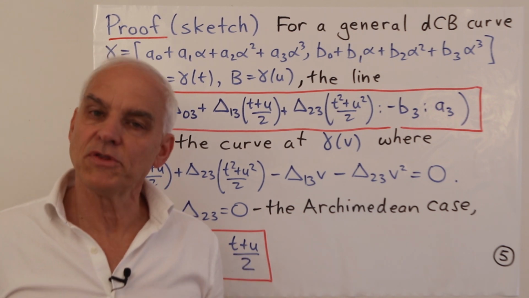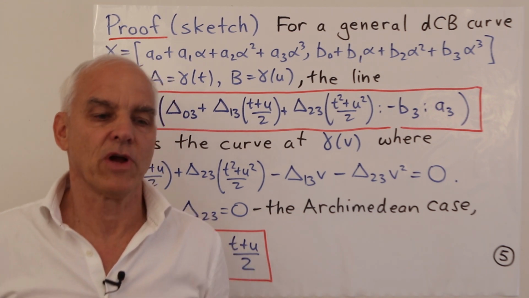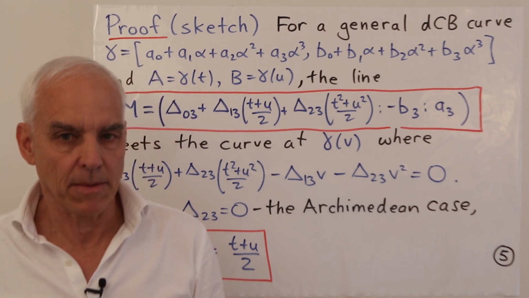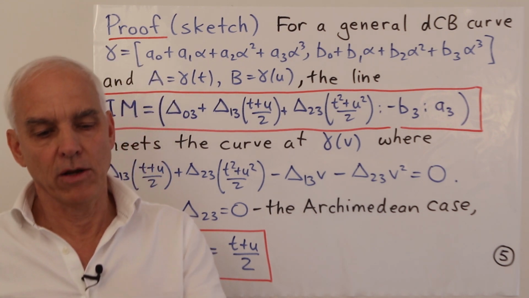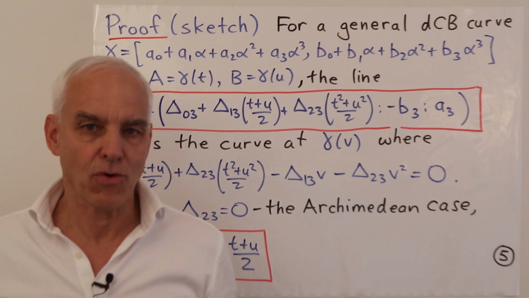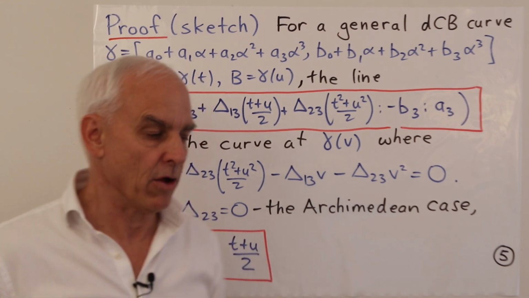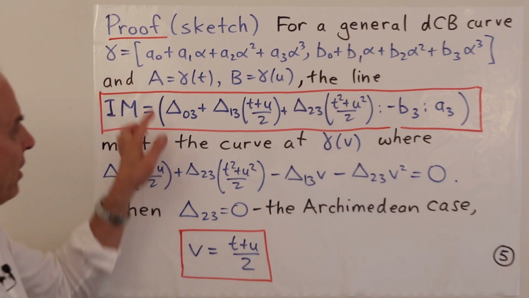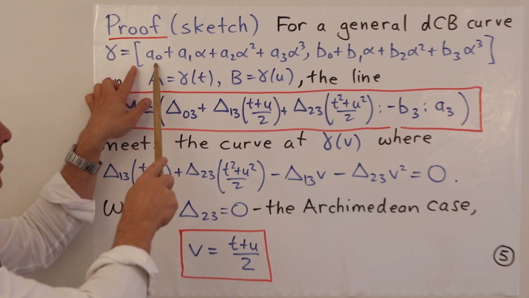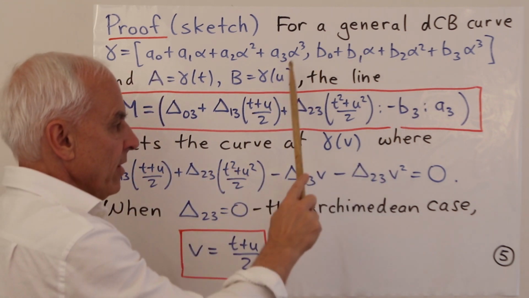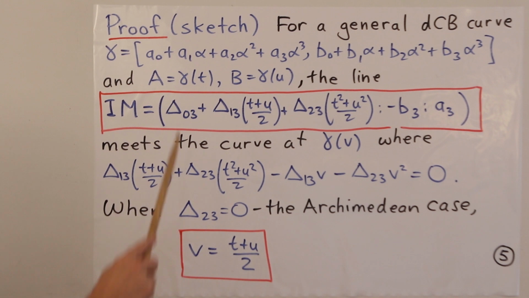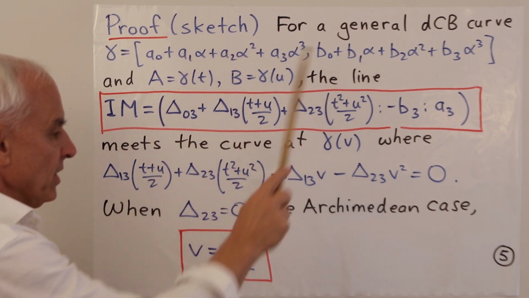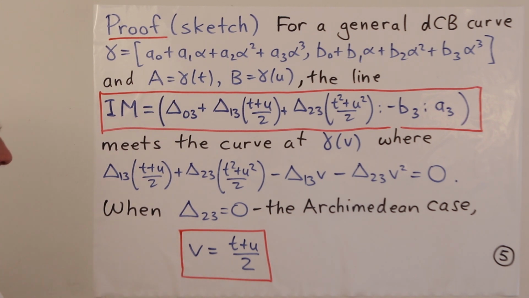All right, so let me give you the sketch of the proof so you can see the logical structure. And the details involve some computations, sometimes rather considerable computations, and we'll leave that for the online course. So details will be laid out there more fully. So let's start with the general DCB curve. Here's our form for it, gamma, in terms of A's and B's, X and Y coordinates. And we'll assume that we have A, which is gamma of t, and B, which is gamma of u. These are 2 points on the curve.